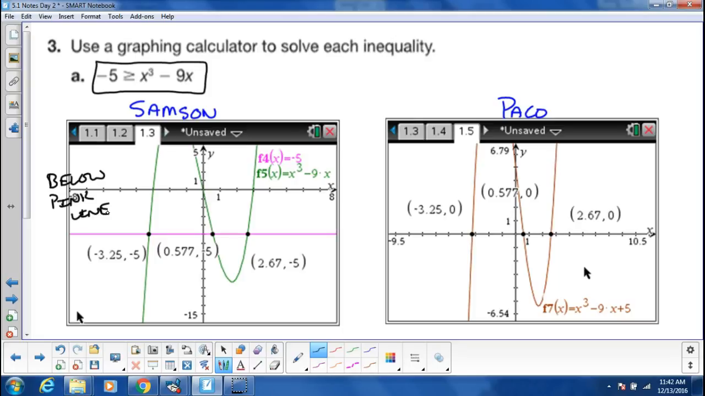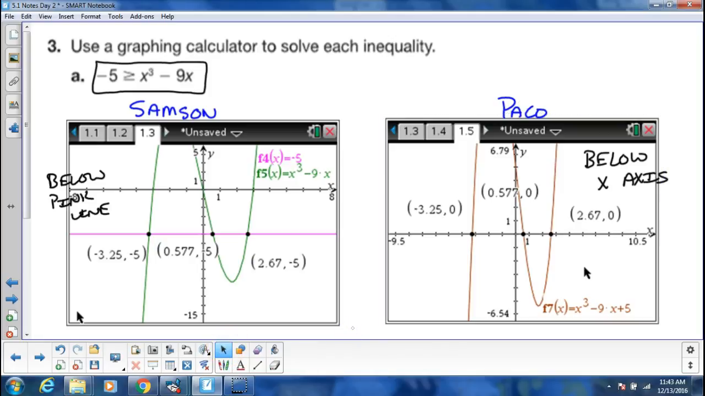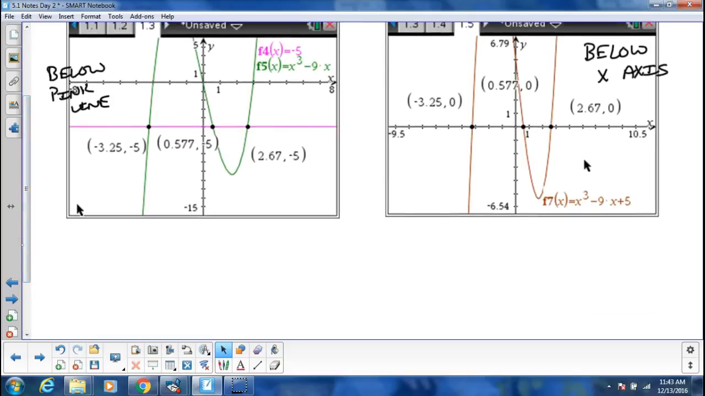If I'm doing it Paco's way, what am I looking for? Same problem, different ways. What am I looking for if I do it Paco's way? Below the x-axis. So everything below the x-axis.